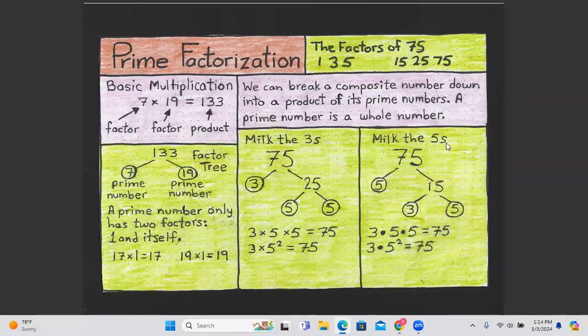And let us milk out the 5's in this case, in which we know that 75 is the product of 5 and 15, because 5 times 15 gives us 75, and 5 is a prime number, while 15 is a composite number with two prime factors known as 3 and 5. 3 times 5 will give us 15. 3 again is a prime number, so is 5. And so now we have 5 times 3 times 5, in which we have it right here. 5 times 3 times 5 will give us 75, which is the same as saying 3 times 5 squared, which will give us 75 as well.